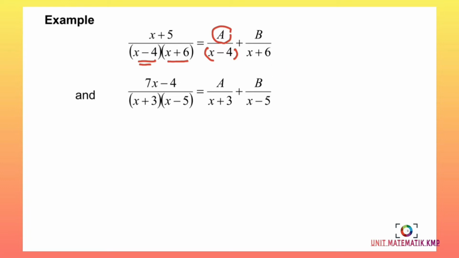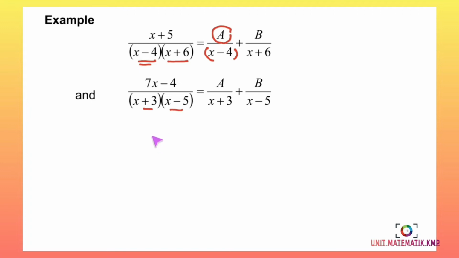Alright, second example, let's say we have (7x minus 4) over (x plus 3) times (x minus 5). Both factors here are linear factors, so to split into partial fractions, it should be a over (x plus 3) plus b over (x minus 5). Okay, let's see, we have the third example.